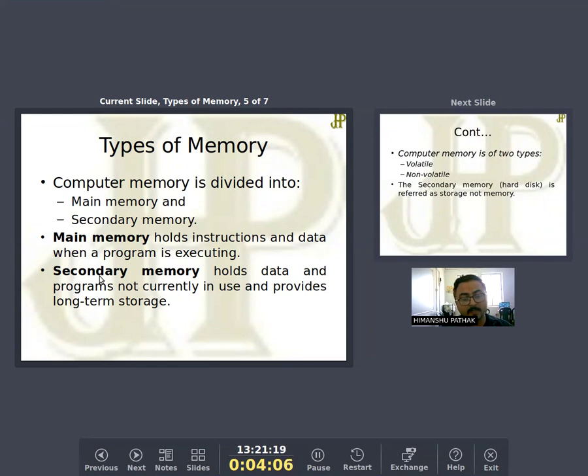Another one is secondary memory. Again, as the name suggests, it is required when we want our data to be kept for a longer period so that it can be used later on. Hard disk is an example of secondary memory. So you have to be very clear that without main memory, computer is nothing, but without secondary memory, computer can run.